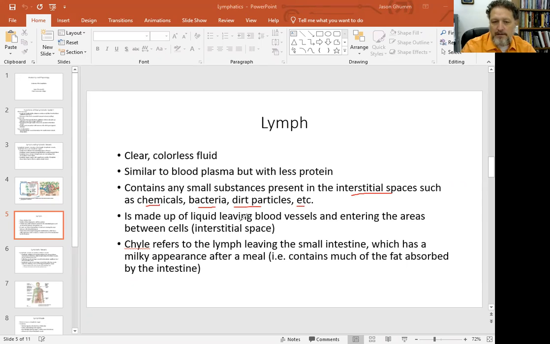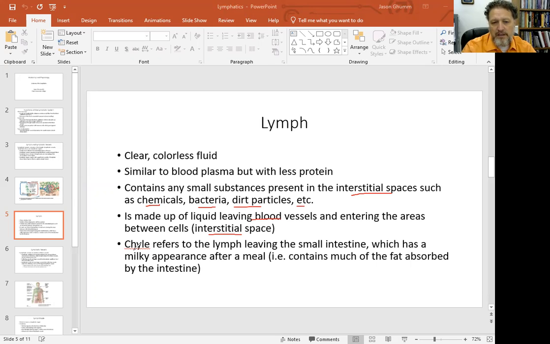All right, so it's made up of the fluid that leaves the blood vessels and enters the interstitial space. It'll flow through the lymph nodes, which kind of filter it and expose our immune system to it, so our immune system can be primed to protect us. Eventually, it does get returned to the circulatory system.